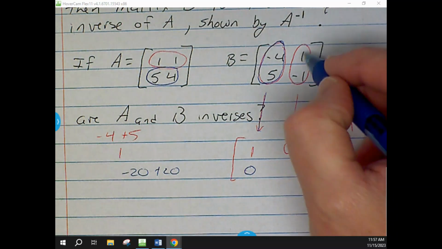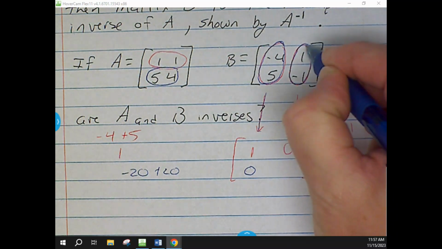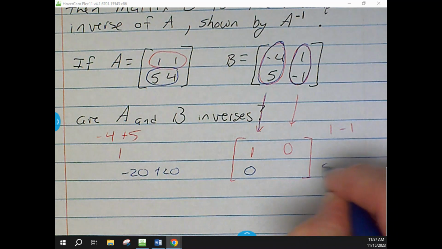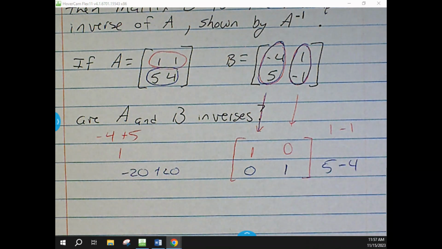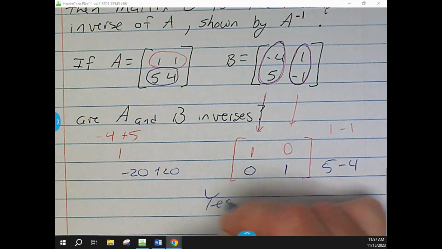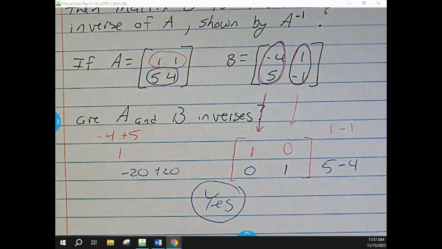Okay, and then one last one to check. We've got 5 times 1 for 5. 4 times -1 is -4. 5 minus 4 is 1. And again, as long as we've got ones on the diagonal going this way and zeros everywhere else, then they are inverses. So in that case, yes, those two matrices would be inverses.